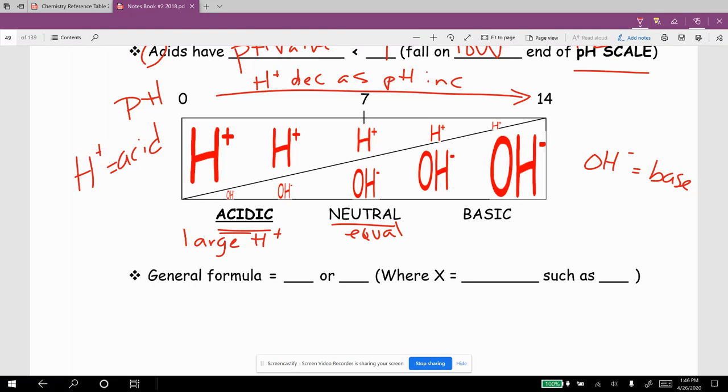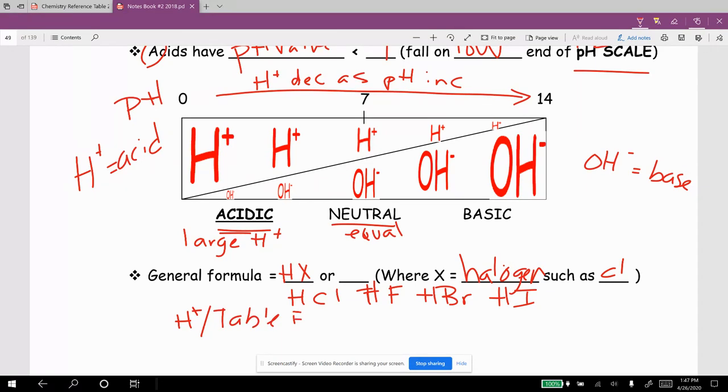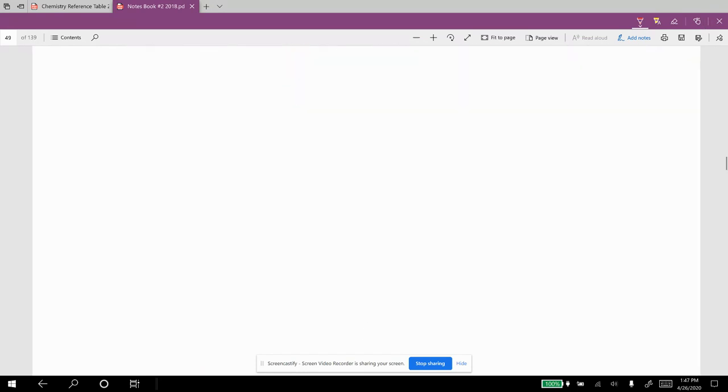All right, so the general formula is going to be hydrogen and X, where X is usually going to be a halogen, such as chlorine. So HCl. And we could also have HF. We could have HBr, and we could have HI. And also we have our H plus and whatever negative ion. We'll get to that a little bit later.